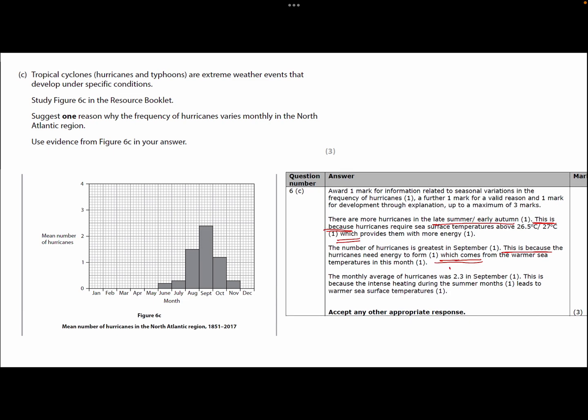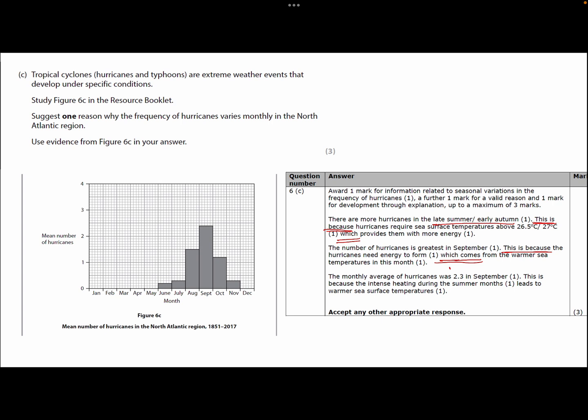There are more hurricanes in late summer, which is 1 mark because you're basically quoting from the figure C. If I was you, I would actually say how many. This is because, so this is your connective, hurricanes require sea surface temperatures of about 26, 27 degrees, which provides them with more energy. All right, so you've got 2 connectives there for a 3 mark answer.